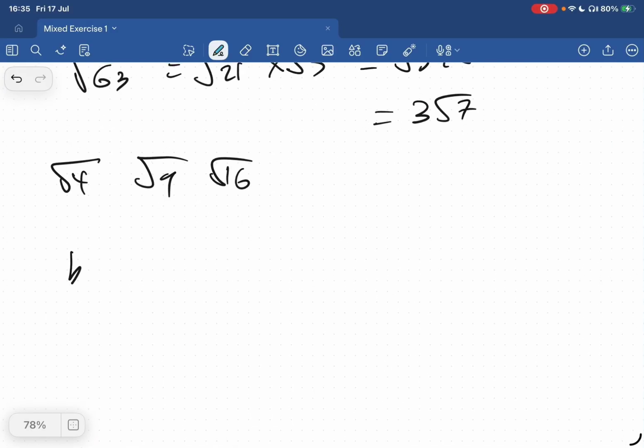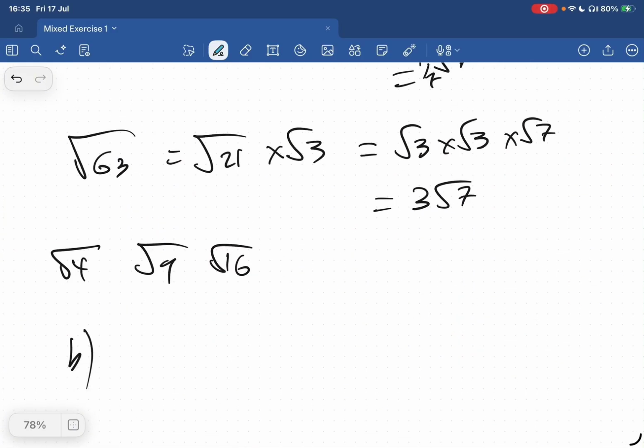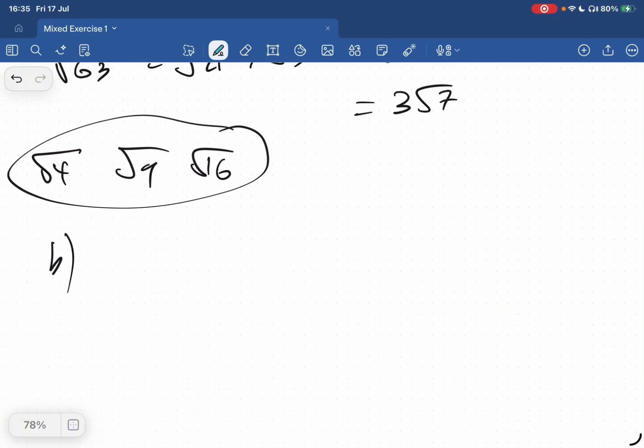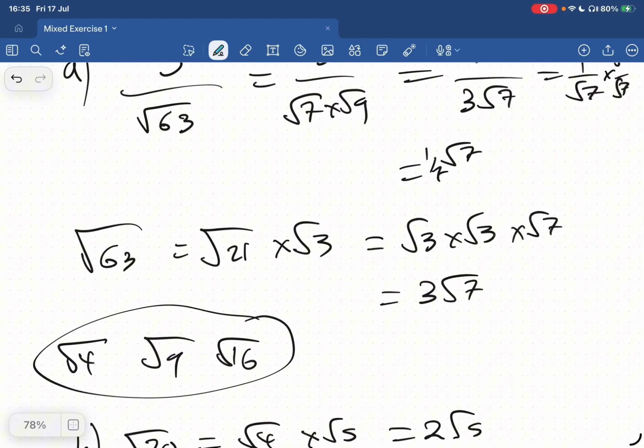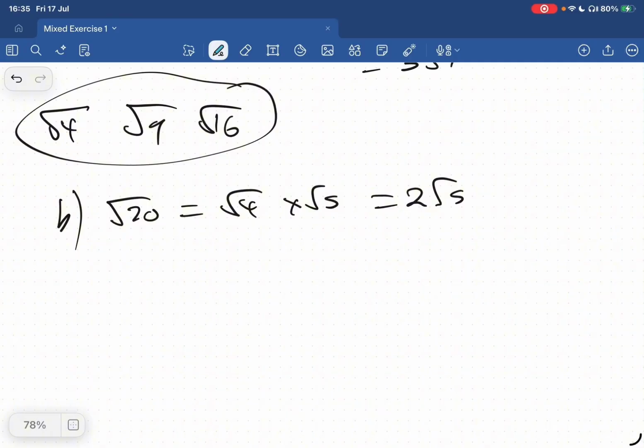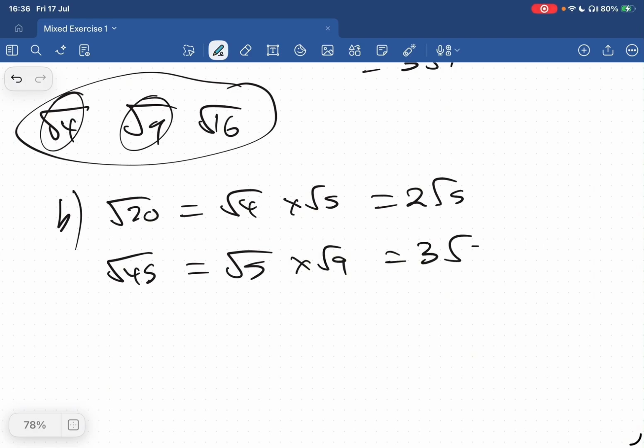Okay, part B now. Root 20. If we're doing this checklist, well, 20 is divisible by 4. So root 20 is root 4 times root 5, which is 2 root 5. And 2 root 45, well, root 45: is it divisible by 4? Not quite. Is it divisible by 9? Yes. Root 5 times root 9, which is 3 root 5. So 2 root 45 is 6 root 5.